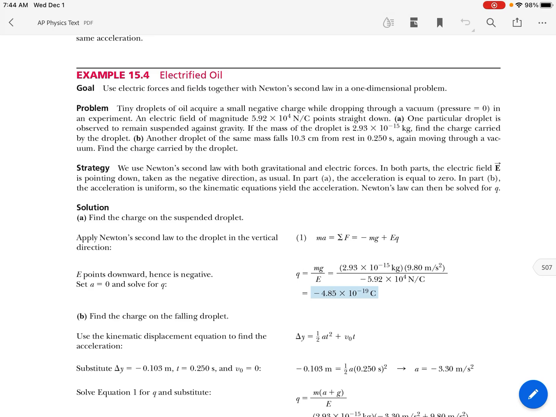And then in part B, another droplet of the same mass is going to fall a distance, 10.3 centimeters, and it's going to do that in a quarter of a second, and we need to find the charge on that droplet. So, part A.